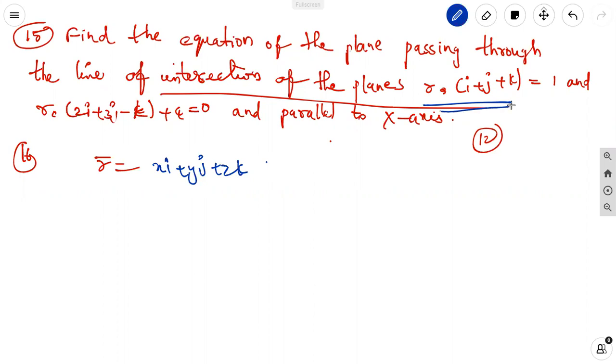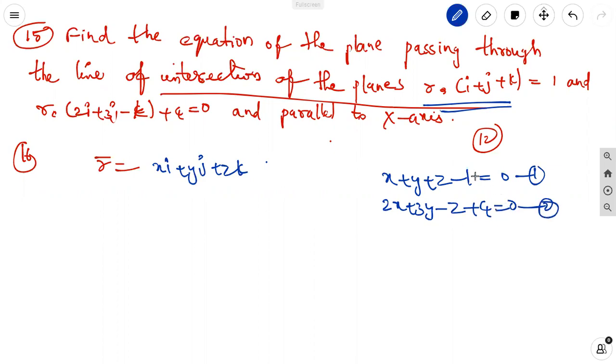And substitute here, you are getting the one plane equation, that is x plus y plus z minus 1 is the one plane equation, and substitute here and simplify. 2x plus 3y minus z plus 4 equal to 0. It is the second equation.